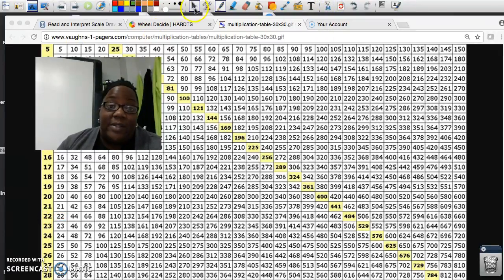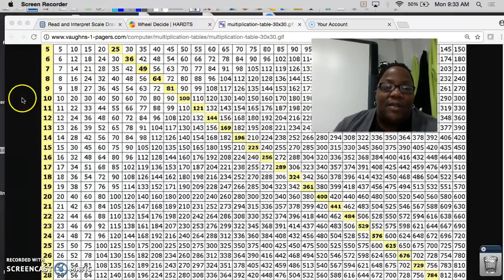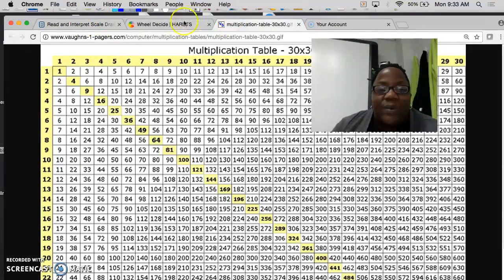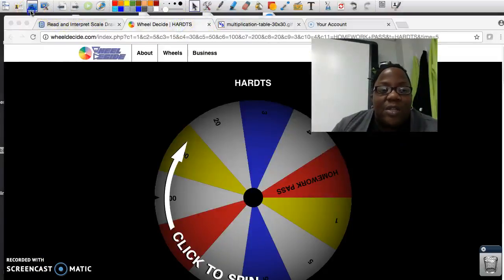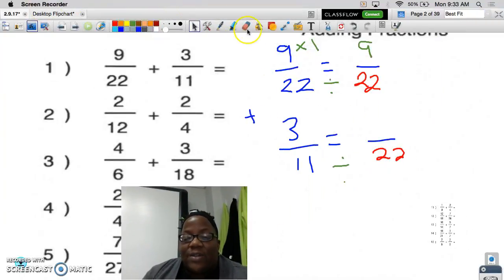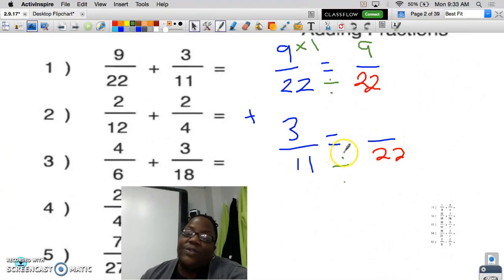Clear that out and get my face out the way. There you go. 11, 22, 2 times. There it is. Okay? So, again, using a multiplication chart as a resource to help you with all of these. Okay, so we know now that's going to be 2 times, right? So 11 will go into 22 2 times.